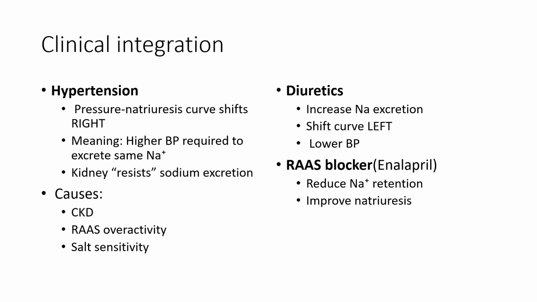So again, in hypertension the pressure natriuresis curve shifts to the right, meaning a higher BP is required to excrete the same amount of sodium to maintain the ideal state, to maintain the sodium levels. So the kidney resists sodium excretion if the BP is not increased. Examples are CKD, RAS overactivity due to any other cause, or salt sensitivity. Then what do diuretics do? Diuretics increase sodium excretion by blocking sodium reabsorption. So now the load on the kidney to excrete sodium is decreased.